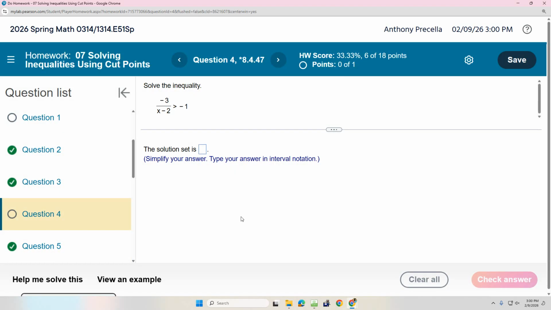Here's my question for number 4. When we're drawing our number line, will we have any closed circles? Will there be any closed circles on number 4? You should be able to look there, and after you analyze the problem, you see there's no equality possibility. So your number line can't have closed circles.